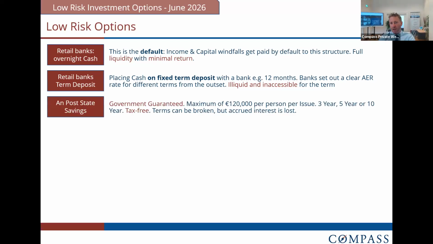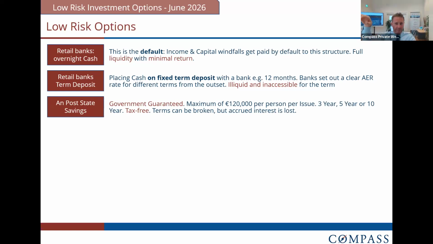On post-date savings are great because they're tax-free. There's no capital gains tax or income tax on them. And the term can actually be broken, but you just lose the accrued interest. The biggest caveat with An Post is that there's only 3, 5, and 10-year issues, and it's only a 120,000 cap per person. But they are worthwhile for putting money aside.